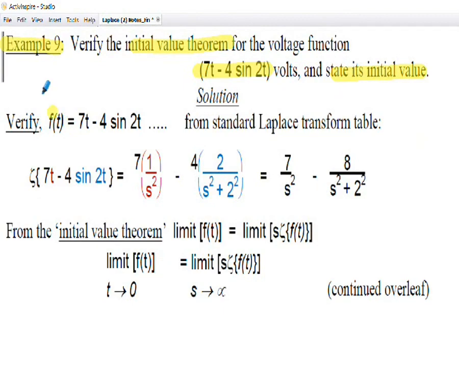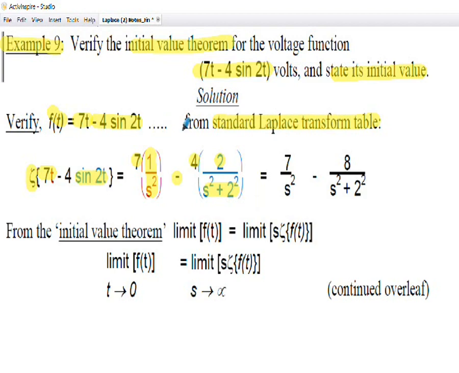So the function of t in this case is 7t minus 4 sine 2t, and we can use our standard Laplace transform table to find the transform for these functions. Taking the Laplace transform of the 7t, t in the Laplace transform table is 1 upon s squared, which of course we're multiplying by 7 here, and then we're taking from that the Laplace transform of the sine of 2t. Now if you look in the tables, that will be a upon s squared plus a squared. In this case the a is equal to 2, and we're of course multiplying that by 4.